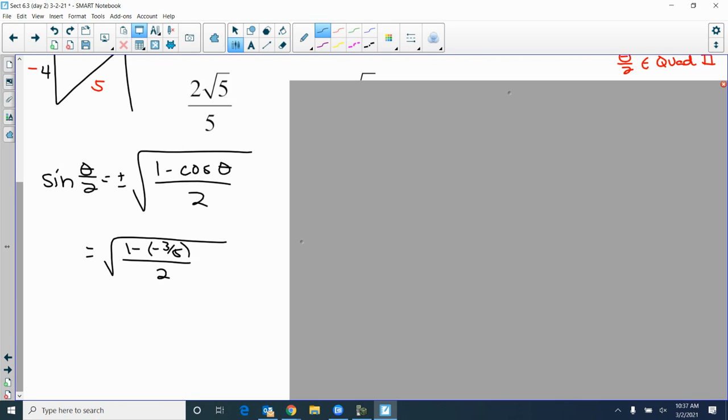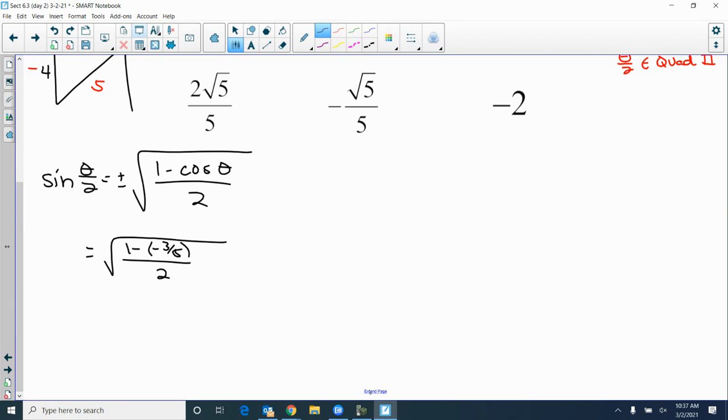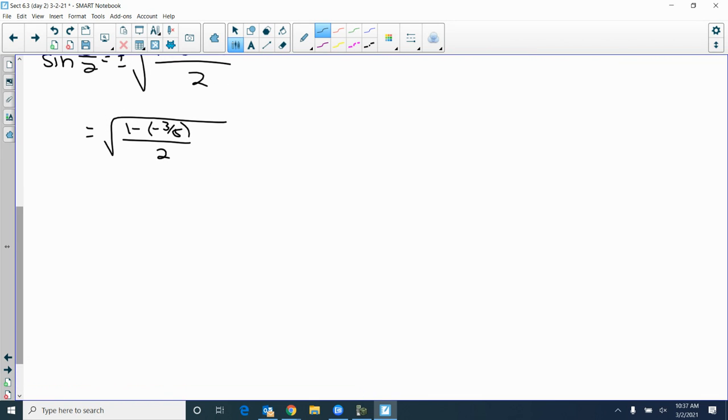Okay, and I'll give away the next one there. 1 minus -3/5. That's plus 3/5, which is actually going to be 5 over 5 plus 3/5. So you get 8/5 divided by 2, which is the square root of 8/10. I would encourage you to reduce earlier than later. The earlier you reduce kind of makes things easier. So 8/10 reduces to 4/5.